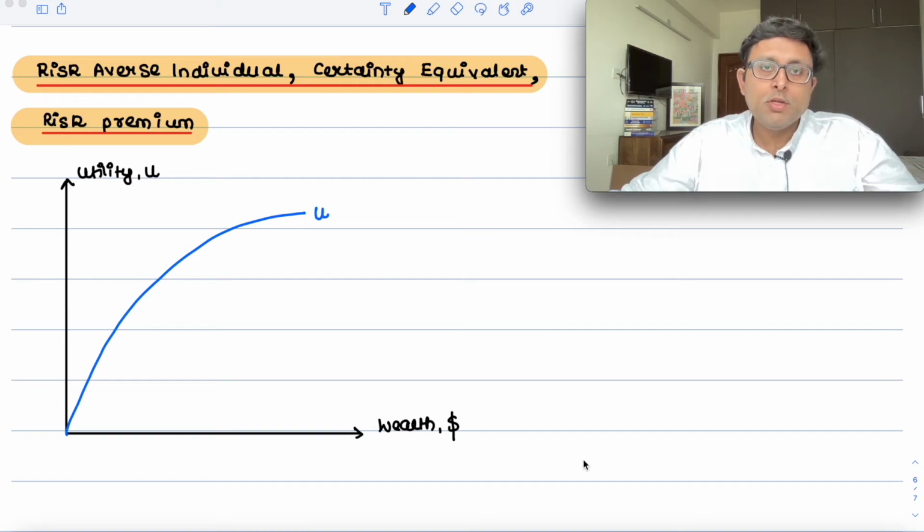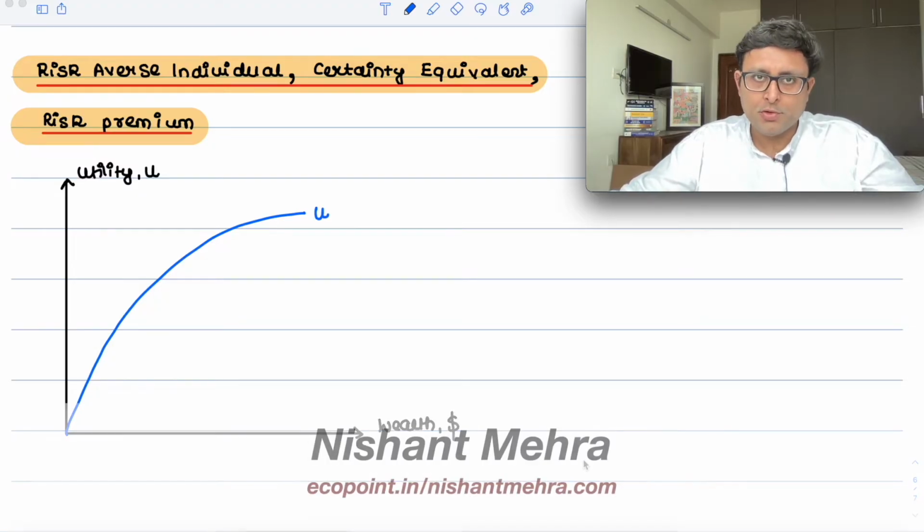Risk averse individual, certainty equivalent, and risk premium. Suppose there is one individual and he's got this kind of utility function. There is wealth on the x-axis and utility on the y-axis. For each level of wealth, you are deriving a certain level of utility.